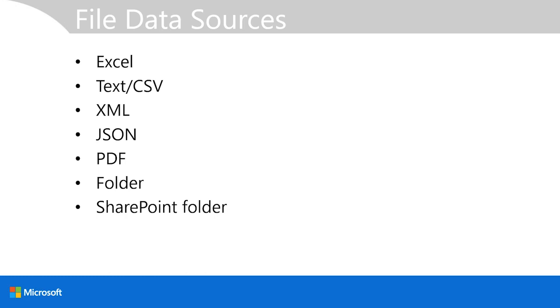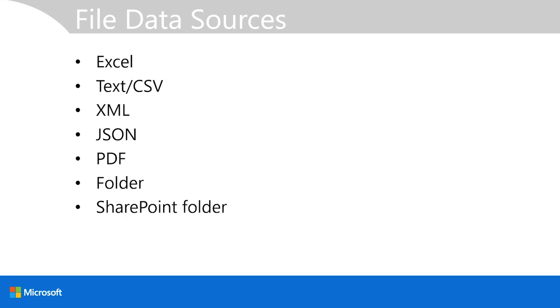So some of the individual file data sources we can connect into are the Excel spreadsheet, text/CSV, which are the two we're going to connect into here, XML files, JSON files, PDF files. In a subsequent sublesson, we'll connect into a folder, and then we can also connect into SharePoint folders.